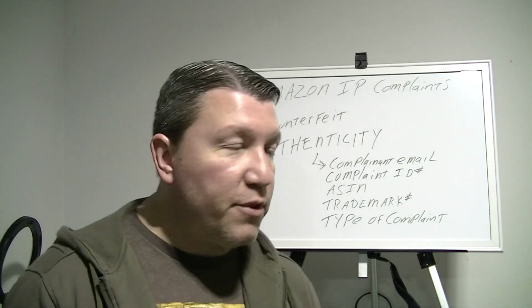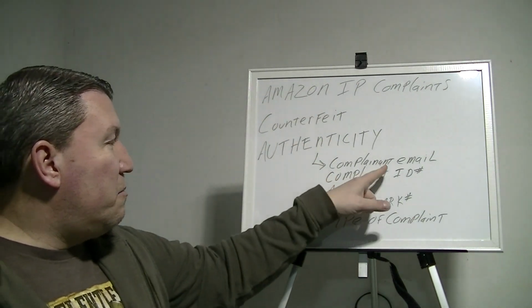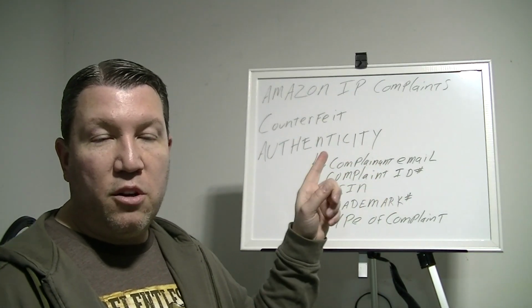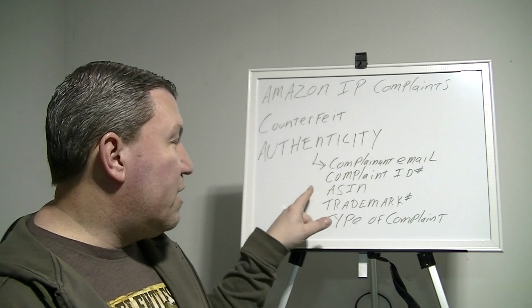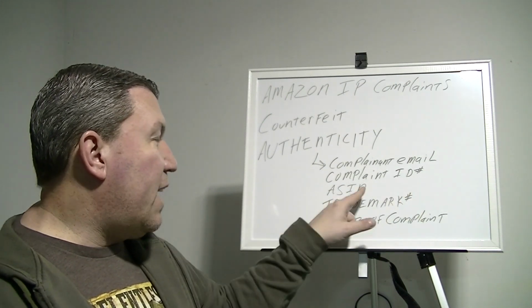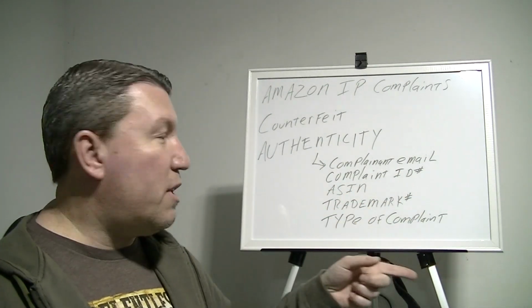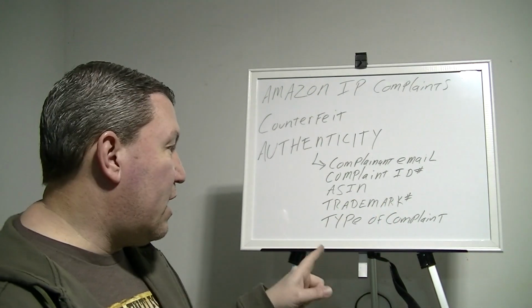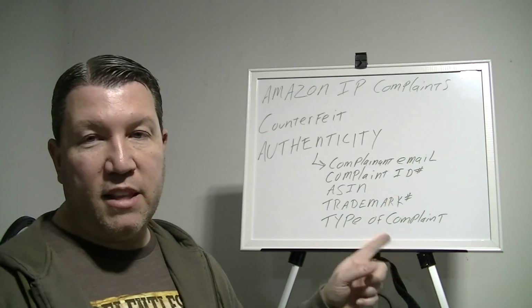So the first thing in that email is going to be the email of the person who filed the complaint, okay? So you're going to want to keep that. You need the complaint ID number, the ASIN of the product that's in question, the trademark number that they claim you're infringing on, and then what type of complaint you've received.